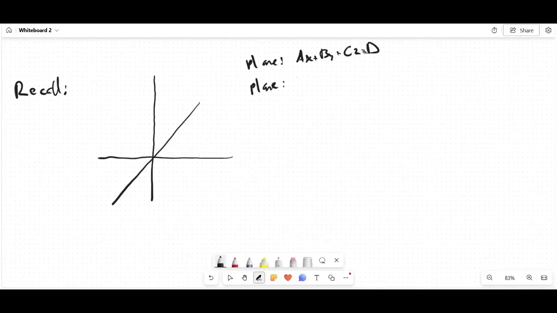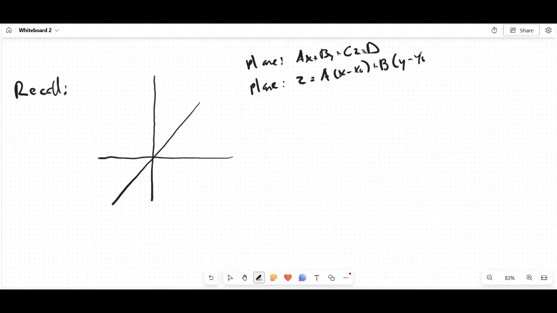Another way of doing a plane is the second one. This is one I care about, is going to be Z equals, and I'm going to do it like this: A(X minus X initial) plus B(Y minus Y initial). So this is also a formula that gives rise to a plane. Oh, no, sorry, and plus, put a plus C in there. So that is the meat of what I'm about to talk about, but let's go through it slowly.